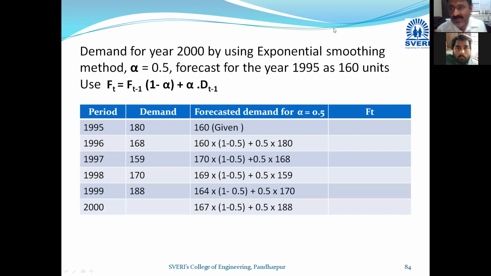Now let us proceed further. Okay, the same calculation, same thing we have to go for with another method. So we have to calculate the demand for year 2000 by using the exponential smoothing method. So let us calculate this exponential smoothing method. So what is the formula? The formula is all mentioned here. You can see the formula.